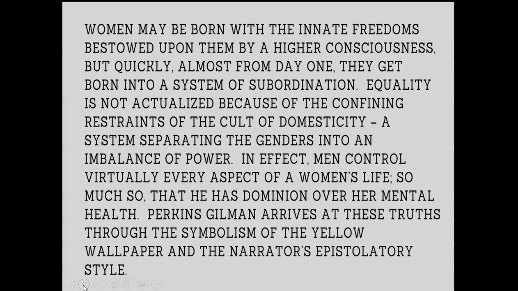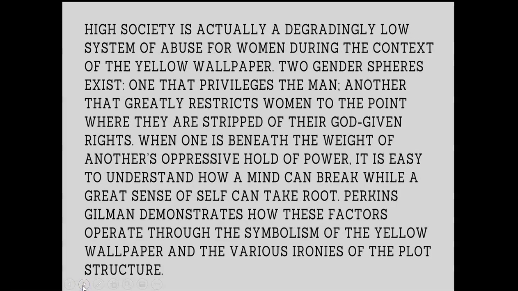And that's how you do it, exactly 4 sentences. So the first 3, what is the authorial intent? The 4th, how does the author construct meaning? So that's one way to tackle the inverted model. Here's another one, and it's going to use the exact same template. High society is actually a degradingly low system of abuse for women during the context of the yellow wallpaper. 2 gender spheres exist, one that privileges the man, another that greatly restricts women to the point where they are stripped of their God-given rights.